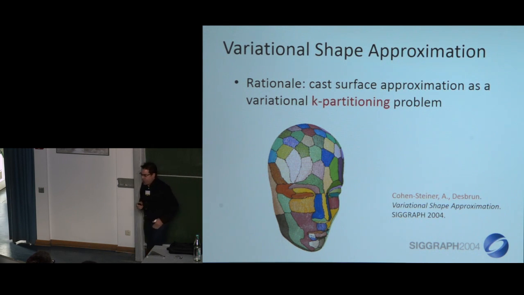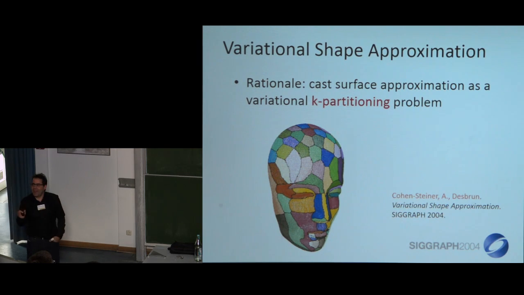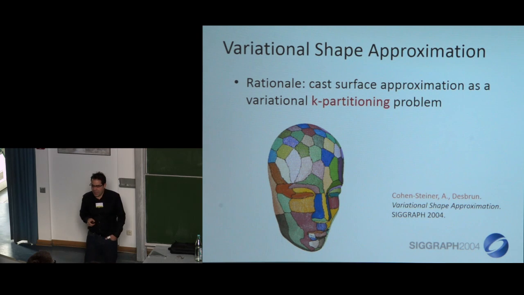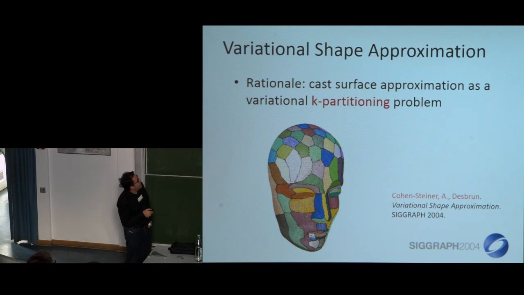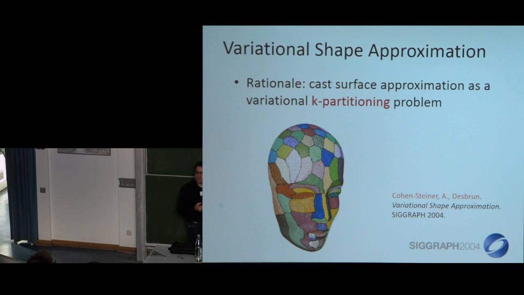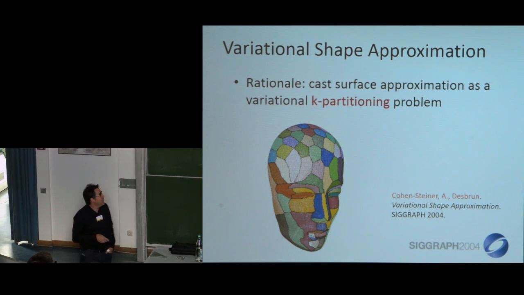So for the approximation, I will not tell you about the whole state of the art over here. I will this time make a focus on this approach. But then I will use this approach to discuss more the metric issues that we are casting on. So here, in this approximation, this approach is called variational shape approximation. It was published at SIGGRAPH a long time ago.